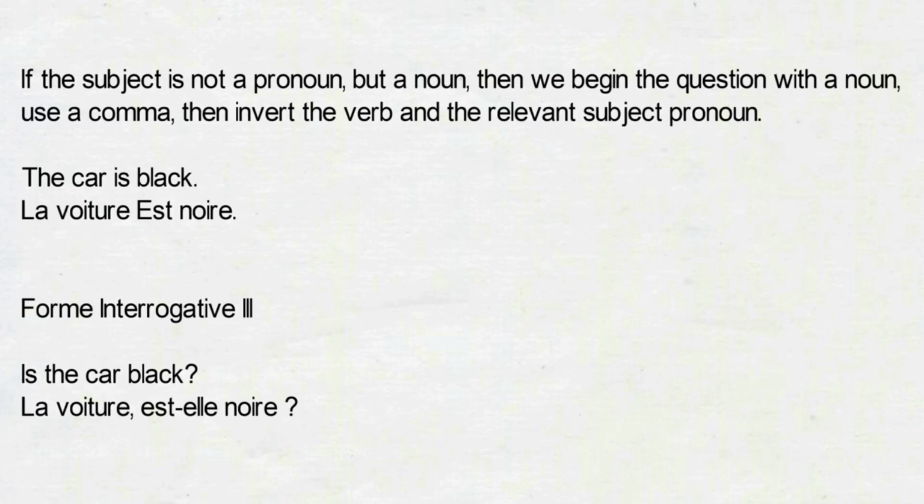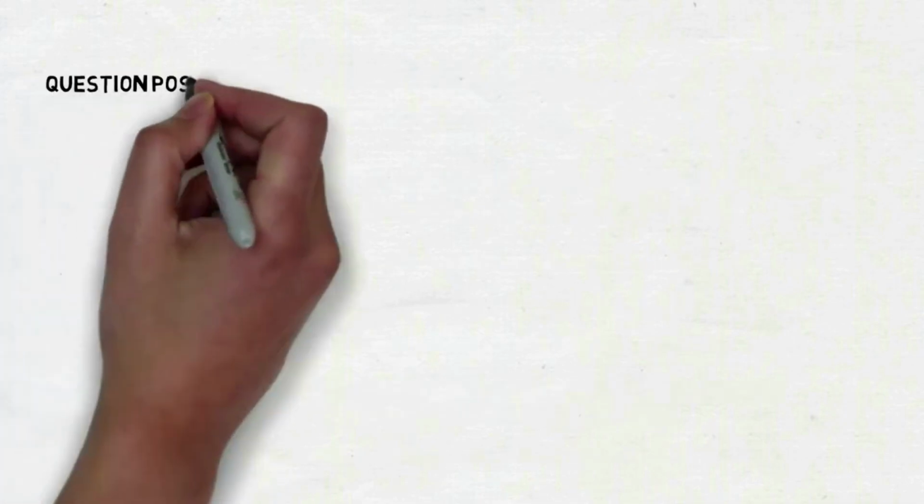So basically, the car is feminine here, so we will do elle. So la voiture est-elle noire? The car, is she black? It literally means the car is she black. Okay, so this is the form. Do some practice about this and find some questions.